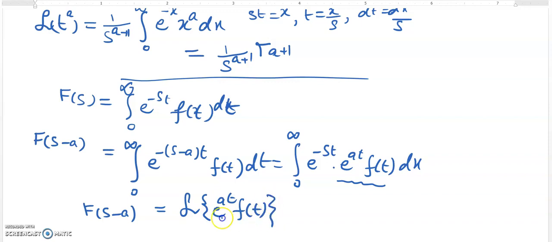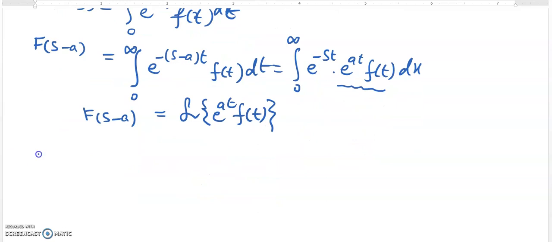So this gives rise to the theorem which is called the S shifting theorem. It means that if we have a function and we multiply this function by e power at or e power minus at, then its Laplace transform will be the Laplace transform of the function f of t, where s will be replaced by s minus a.